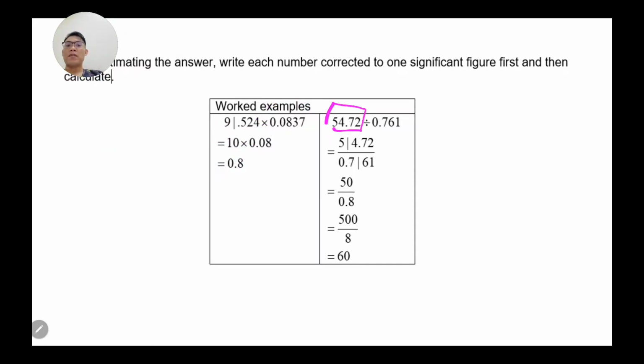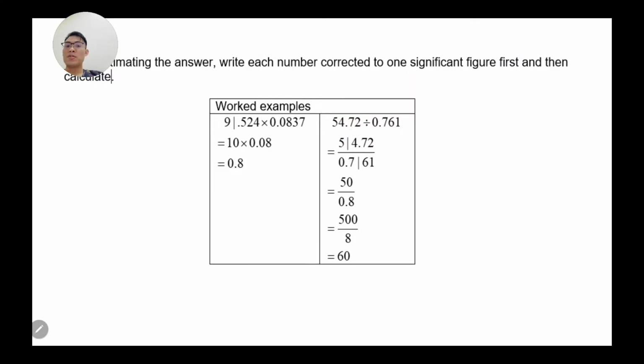Or let's try this one here. We have 54.72, which has four significant figures, and 0.761, which has three significant figures. We have to transform both of these to one significant figure only.